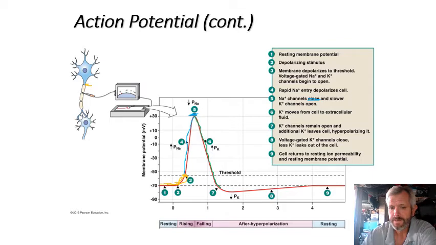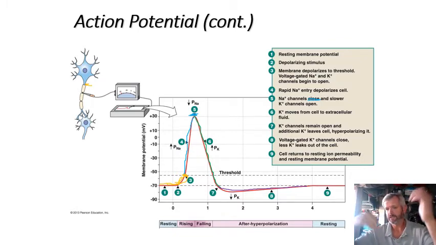Those potassium channels are slow to close, and therefore we get that hyperpolarization, or the undershoot, where the potassium channels are not yet closed. Once they close, we're back again. Sodium potassium pumps are pumping the ions out, the ions are leaking in, with more potassium leaking out than sodium leaking in, and therefore we stay around our negative resting membrane potential.